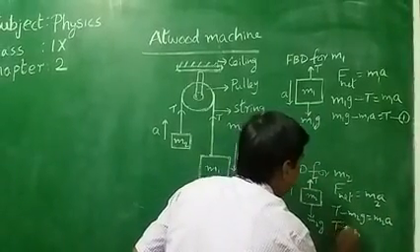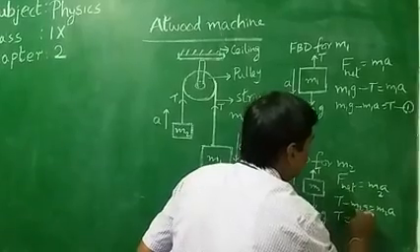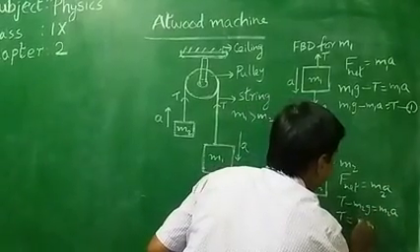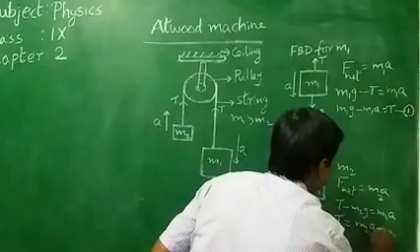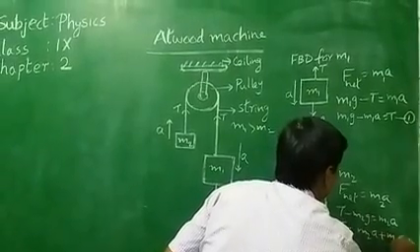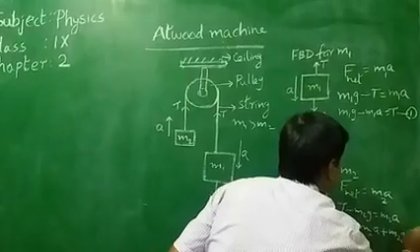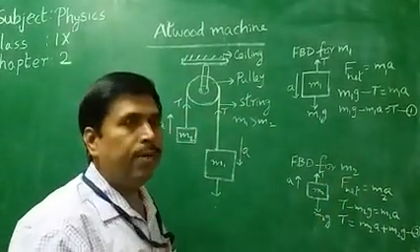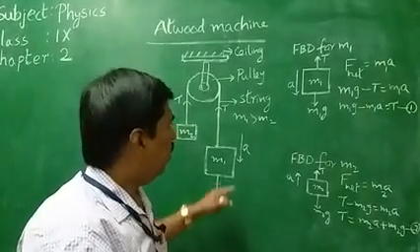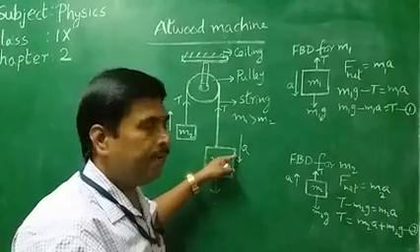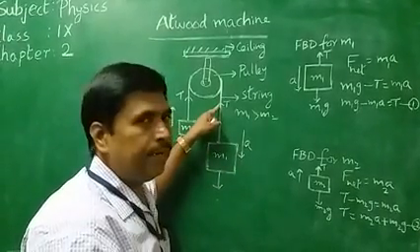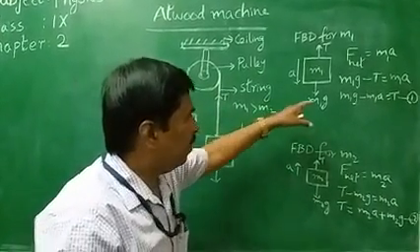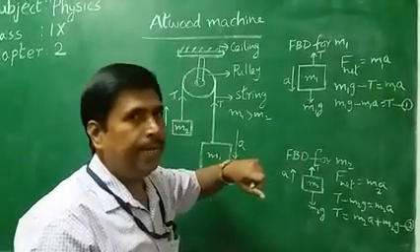So here T is equal to this minus M2g. If you send it to the other side, you will get a plus here. So T = M2a + M2g. This is the second equation. By solving the first and second equations, you are able to get the acceleration: how much acceleration is acting here, and what is the tension acting here.